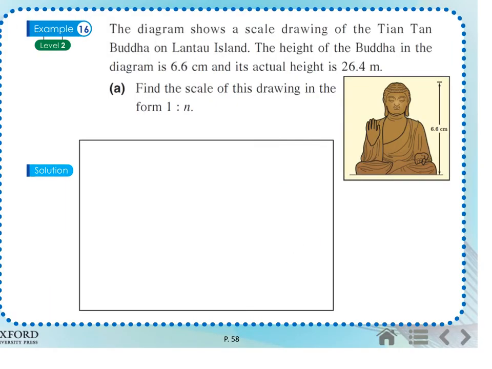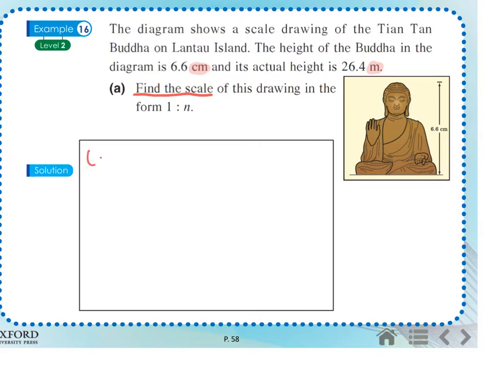Alright, example 16. This is the diagram of a Buddha on Lantern Island. The height of this Buddha is 6.6 cm, and then the actual height of this Buddha is 26.4 meter. So with the units again, when we want to compare in the ratio, we should have the same unit. If the units are different, we cannot compare them in the ratio, and so same as the scale. And in this question, we want to find the scale of this drawing.